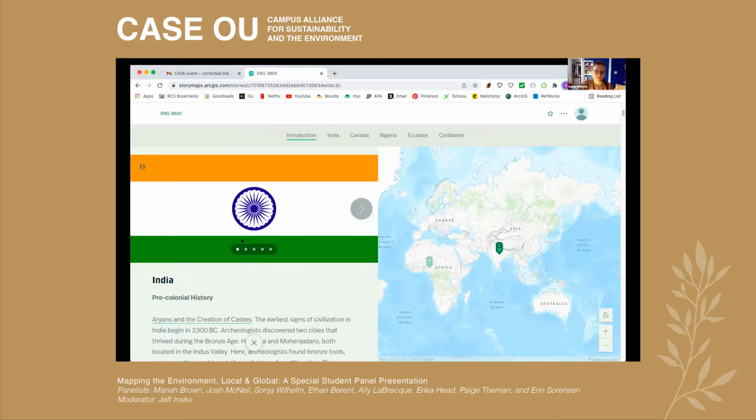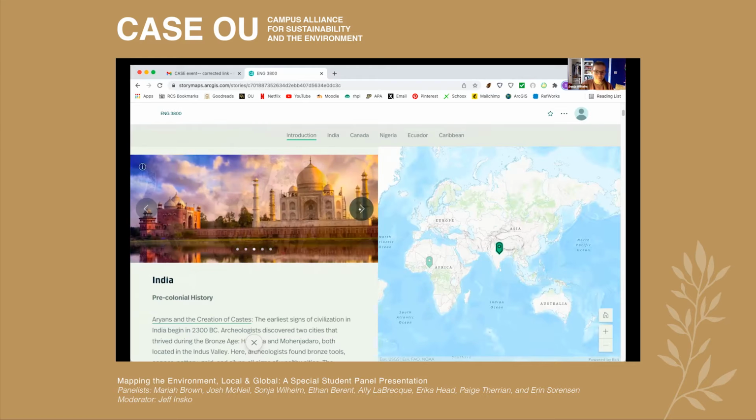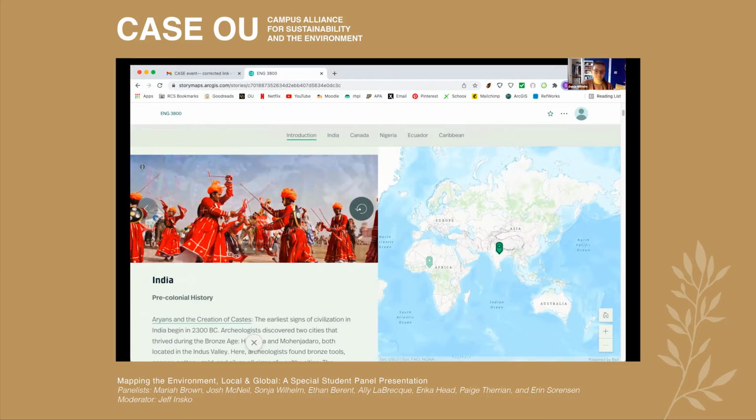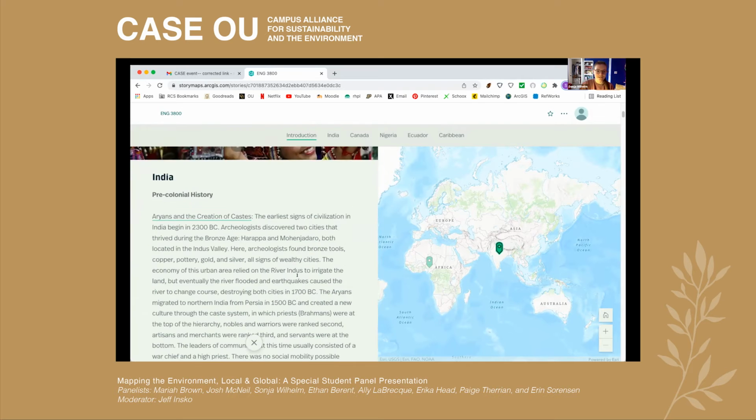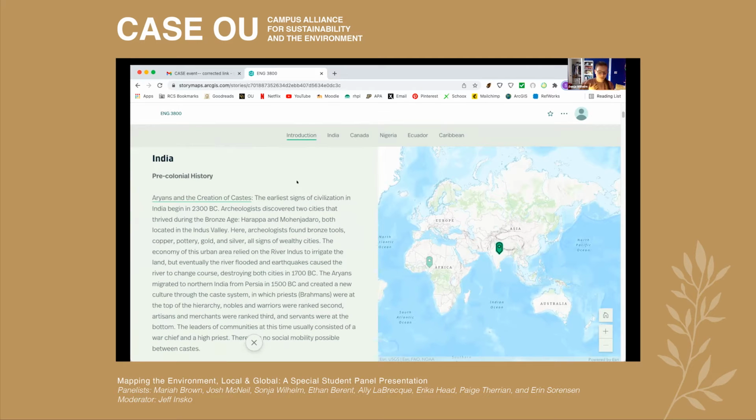So basically, when you click on this, you see we did a little slideshow here of images related to India. And then this is blocks of text on the different sections of history of India. So I'm going to cover the pre-colonial history. Basically, the quick and dirty of it is the earliest signs of civilization in India start around 2300 BC. So archaeologists found a large area of urban cities spanning about 500,000 square miles right around the Indus River Valley, which is basically the border of present-day Pakistan and India.